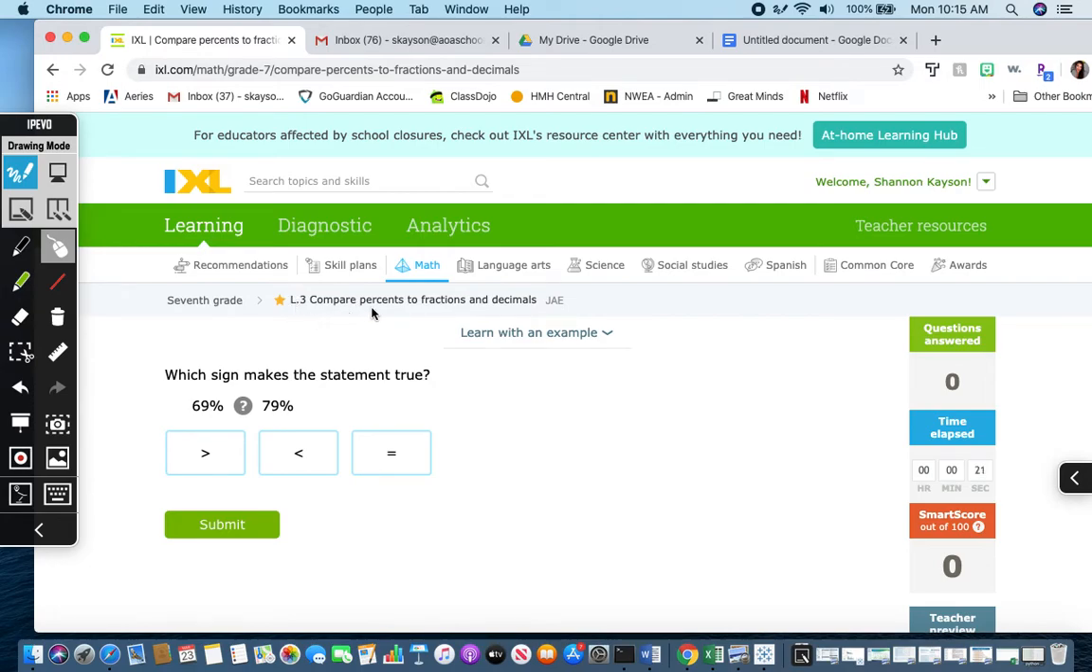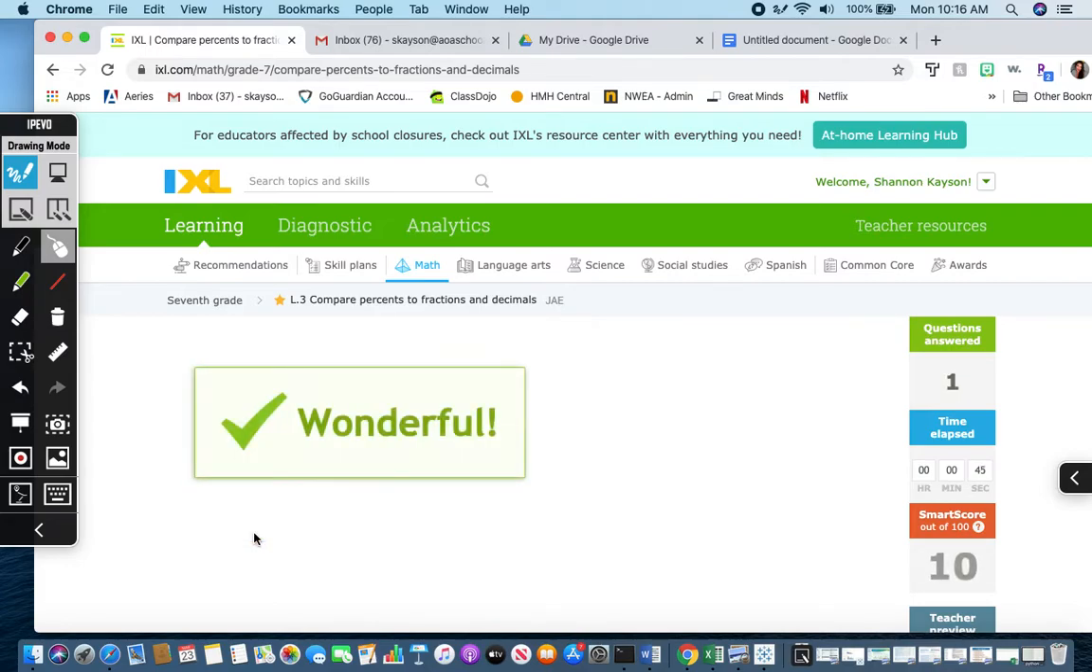3%. Compare percents to fractions and decimals. Here we are using the greater than, less than, or equal to sign. This one's pretty straightforward. We have 69% compared to 79%. Remember, the alligator wants to eat the bigger number, so 79% is greater than 69%, so we're going to use our less than symbol. 69% is less than 79%.